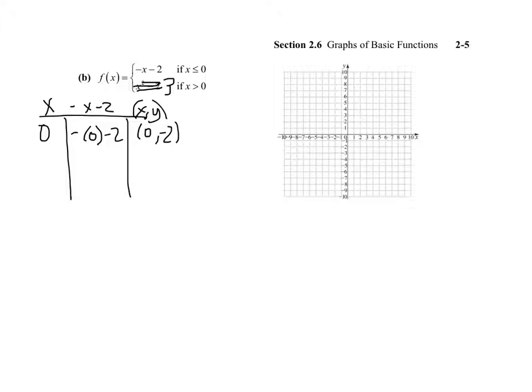Now, look at your inequality. Does it need to be an open circle or a closed circle? Well, because of the or equal to, this is a closed circle. So I'm going to go to 0, -2, and put my closed circle on there.